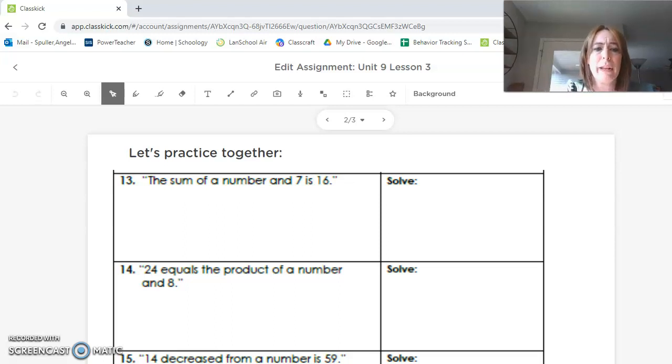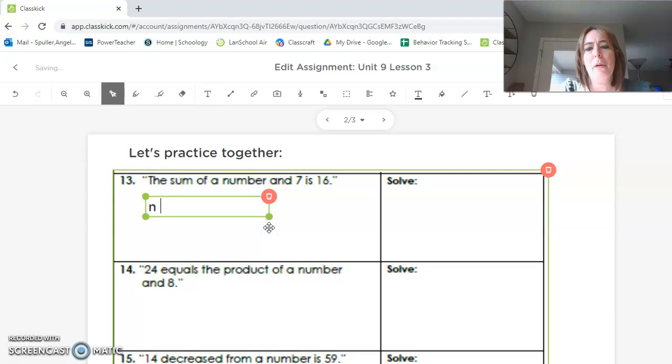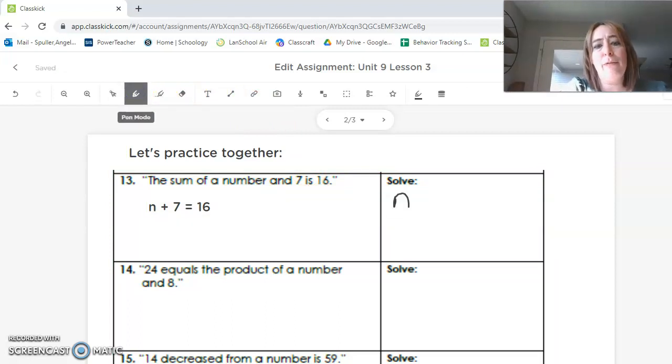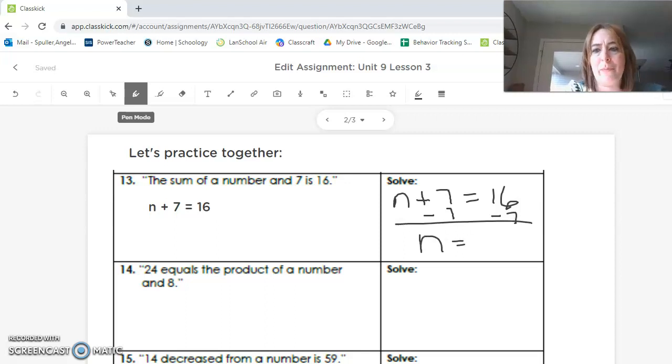So let's start together. The sum. Well, I know the word sum is a good keyword in math for addition. The sum of a number. So I'm not going to say a number, I'm going to say n plus 7. And "is" always means equal. Is 16. Okay, so we can easily solve this by doing the inverse operation that we learned in lesson 1 and 2. So instead of adding, I'm going to subtract the 7 from both sides. And n is going to be 9.